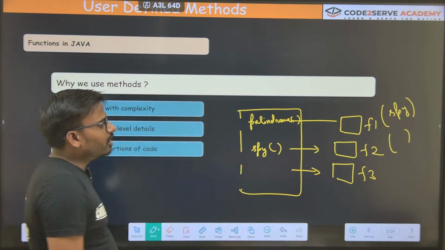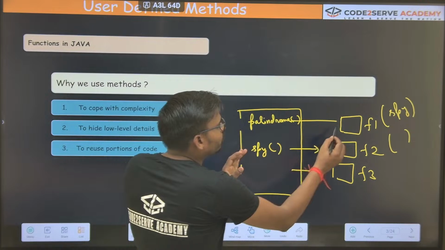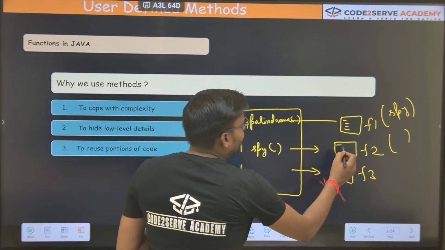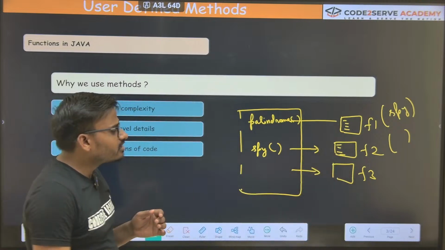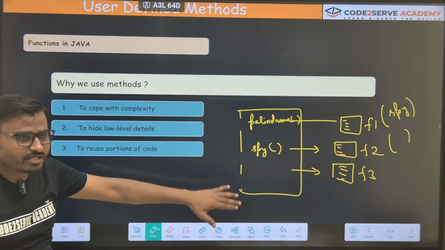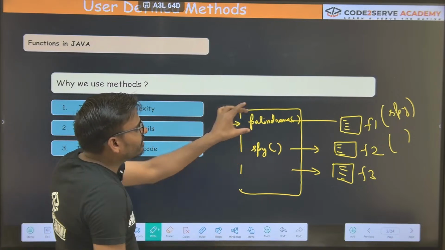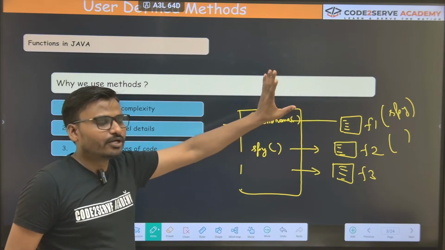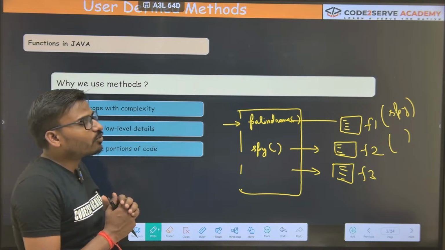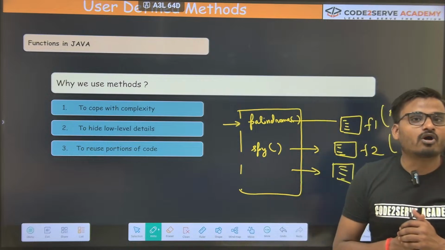Okay, and similarly, when you see this, you will get an idea. The whole palindrome logic is written over here, a 10-15 line block, the spy number logic is written over here, and similarly other things are written over here. So we are able to easily identify that this logic is for palindrome, and this logic is for spy number. That is why we use methods to cope with complexity.